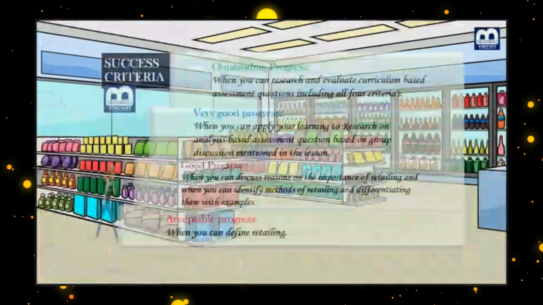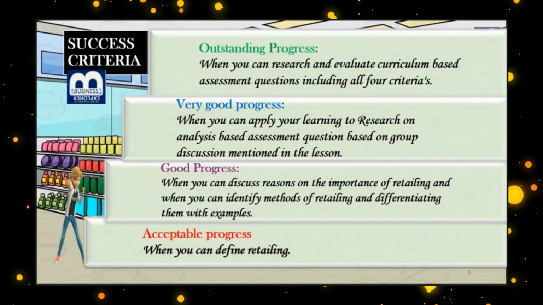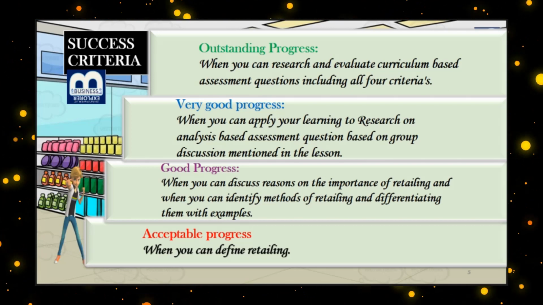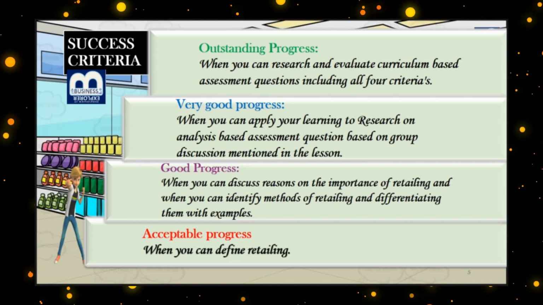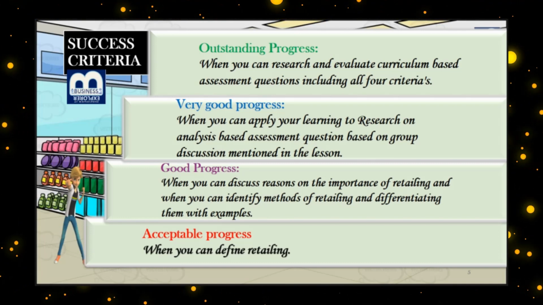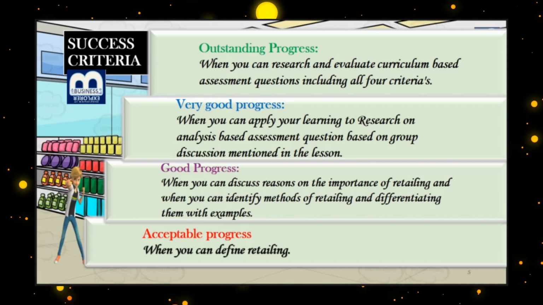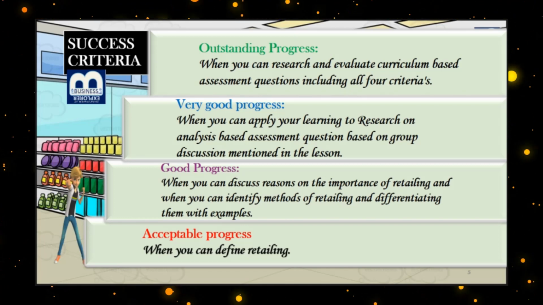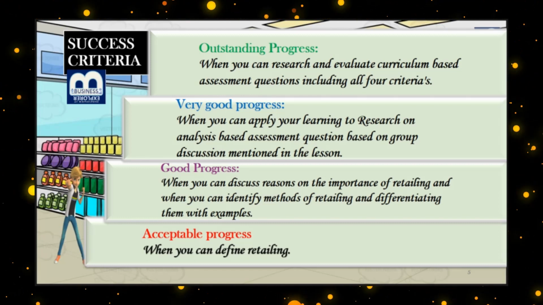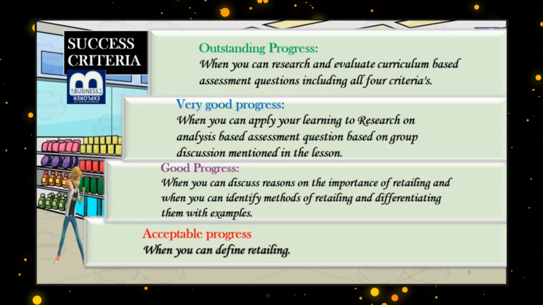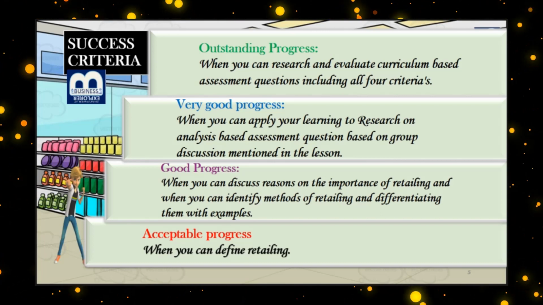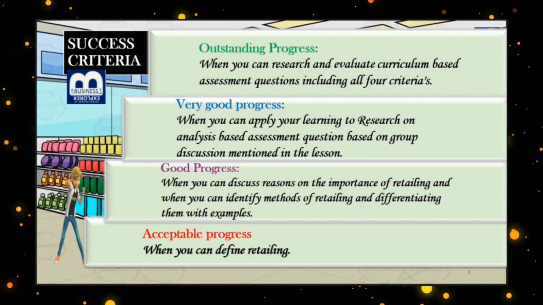The success criteria goes like this. We make acceptable progress when you can define retailing. You make good progress when you can discuss reasons on the importance of retailing and when you can identify the methods of retailing and differentiate them with examples. You make very good progress when you can apply your learning to research on analysis based assessment questions based on group discussion mentioned in the lesson. You make outstanding progress when you can research and evaluate curriculum-based assessment questions, including all four criteria.